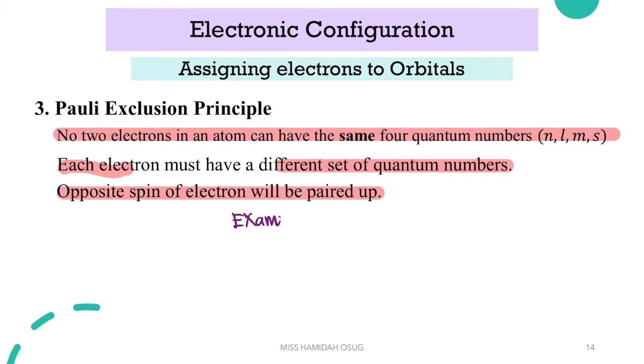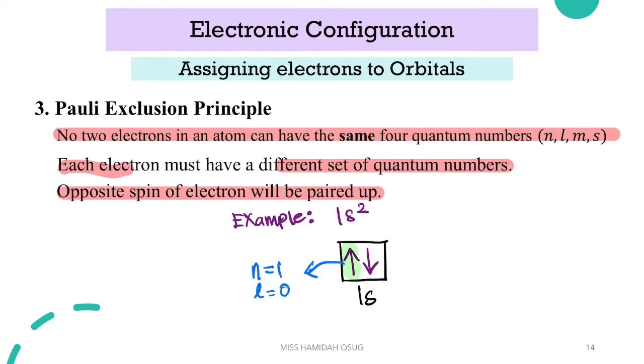So for an example, we have 1s2. We show it in the form of boxes so that we can see it. So orbital 1s will have 2 electrons. The electron pointing upward is when n is equal to 1, l is equal to 0, then m is equal to 0, and s will be positive half. Therefore, the set of quantum numbers is 1, 0, 0, positive half.